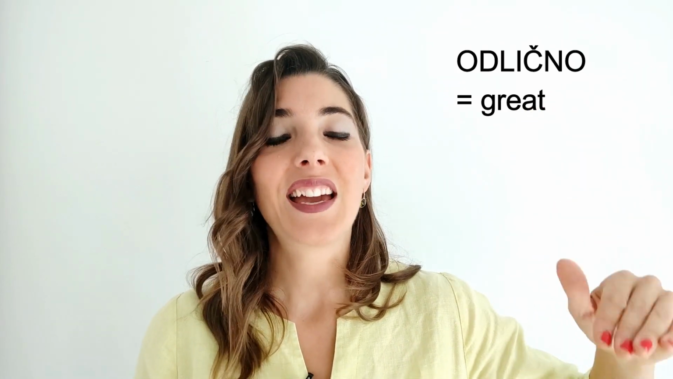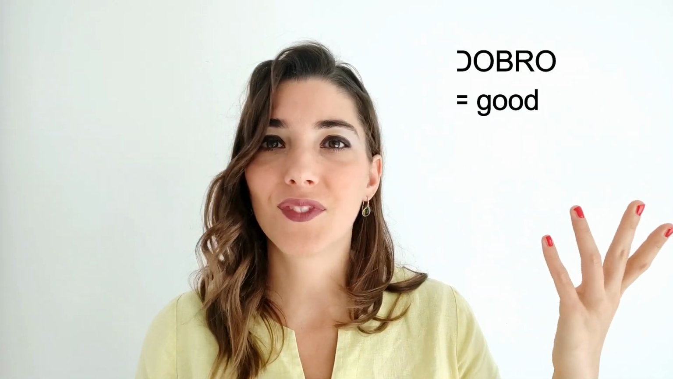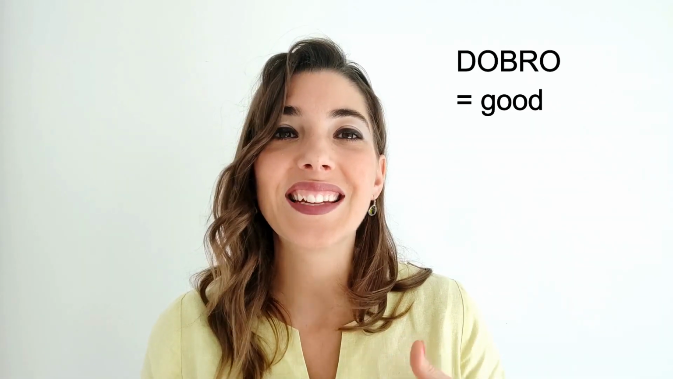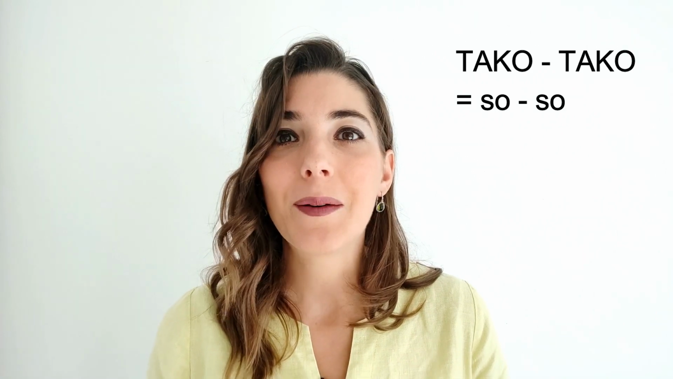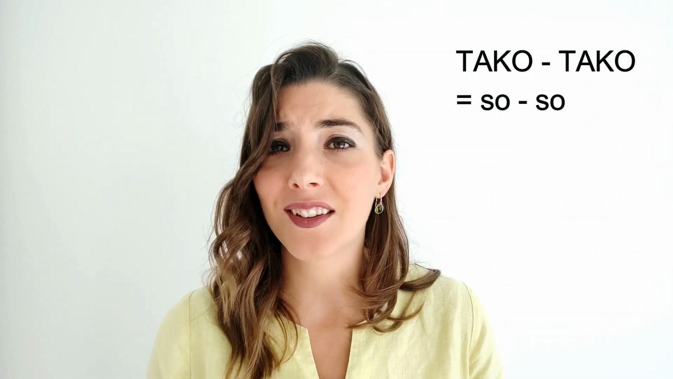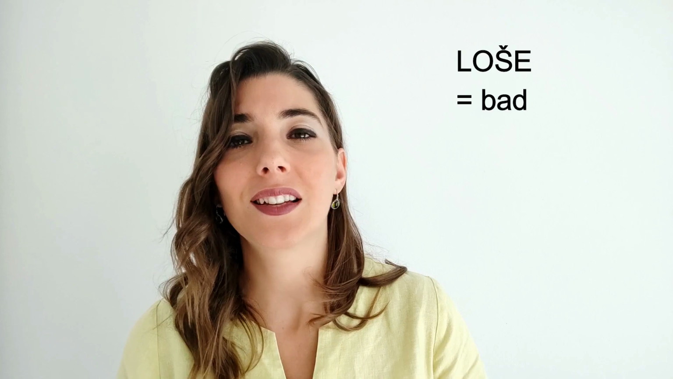Odlično. If you're good, we already mentioned it. You say dobro, dobro. If you're so-so, you say tako, tako. I love this one. It sounds so Japanese to me. Maybe it does mean something in another language. Let me know. So we have odlično, dobro, tako, tako so far. And if you're bad, if it's like nothing's going right, then you can say loše. Loše means bad, loše. So those would be the basic ones.